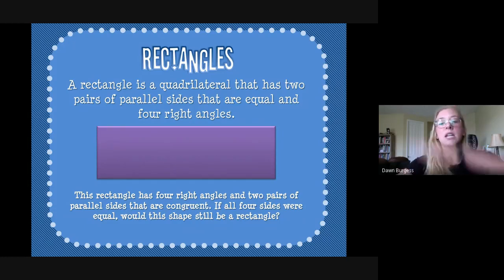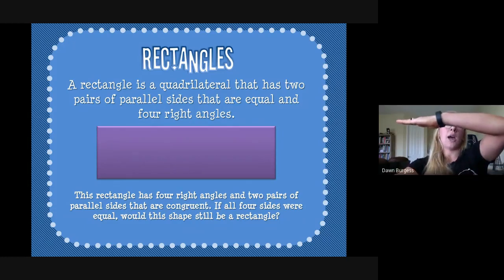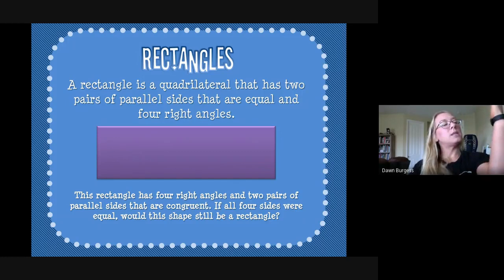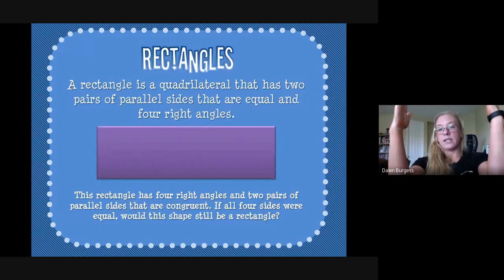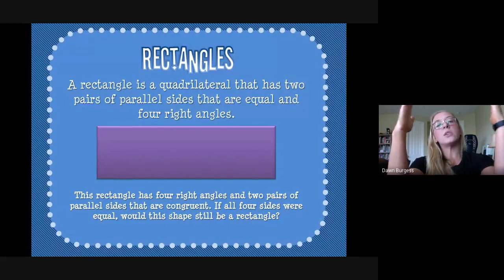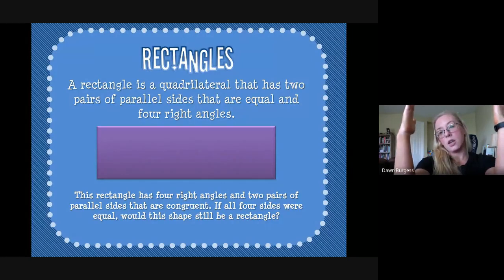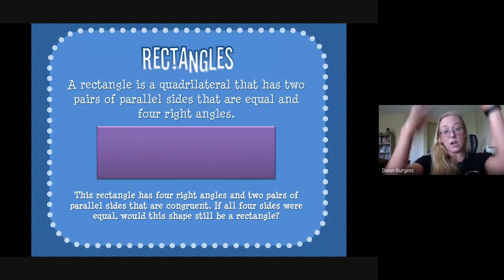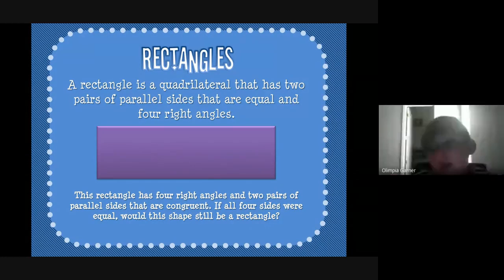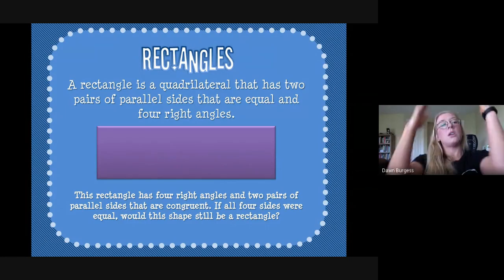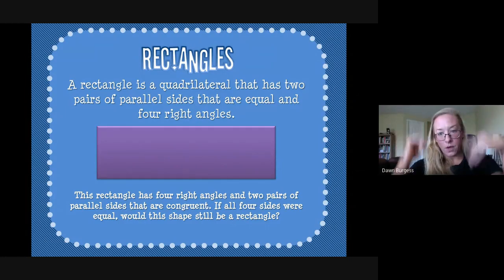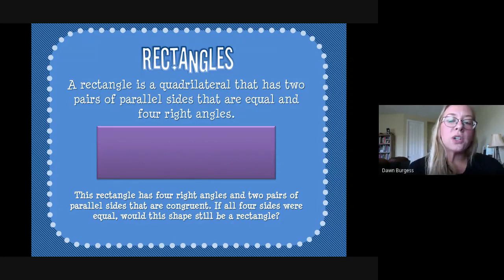This rectangle has 4 right angles, so 4 90-degree angles, and 2 pairs of parallel sides that are congruent. So what they mean is this parallel side, the top, parallel to the bottom, these 2 lines are congruent, so they're the same length. This parallel line is parallel to this line over here, and they're also congruent. They're the same length. Okay, it's not saying that these are congruent to these, but these are congruent, and these are congruent. Okay? If all 4 sides were equal or congruent, would this shape still be a rectangle?